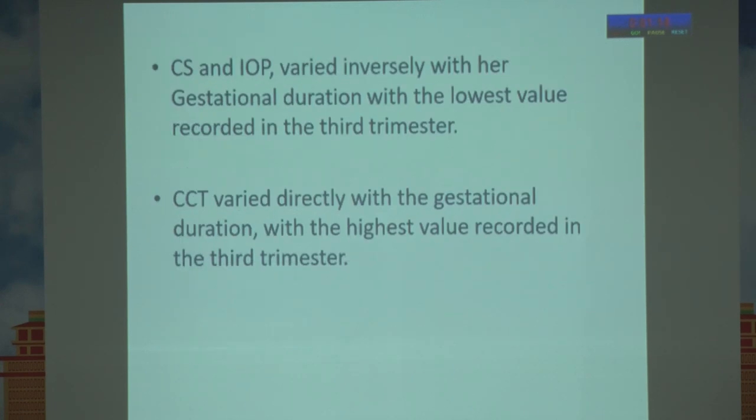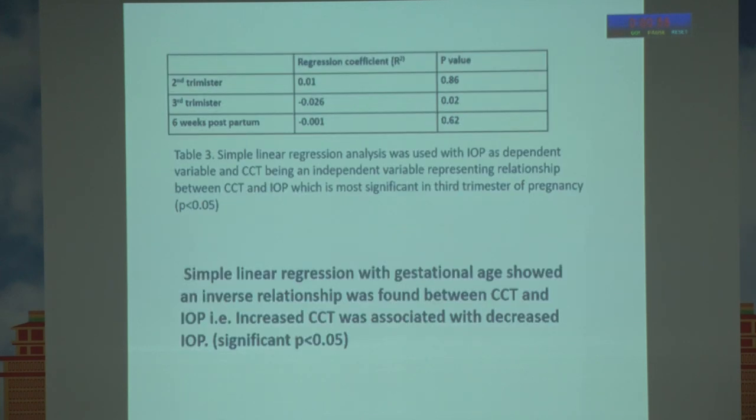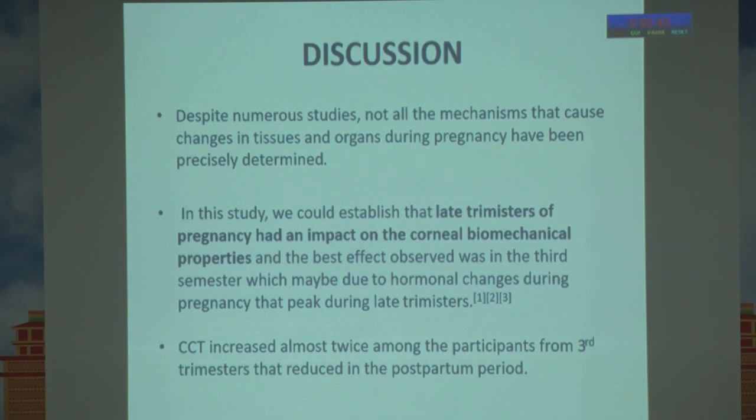So the conclusion that we found was that corneal sensitivity and IOP varied inversely with the gestational duration, with lowest values recorded in the third trimester. CCT varied directly with the gestational duration, with the highest value recorded in the third trimester. This is the mean and standard deviation. We also found, by simple linear regression with gestational age, an inverse relationship between CCT and IOP. As CCT increased, we saw a decrease in IOP.